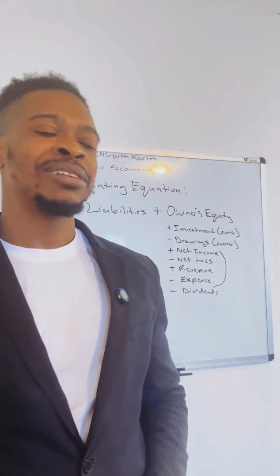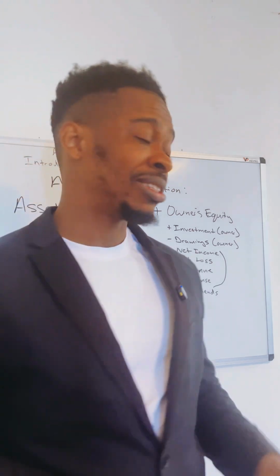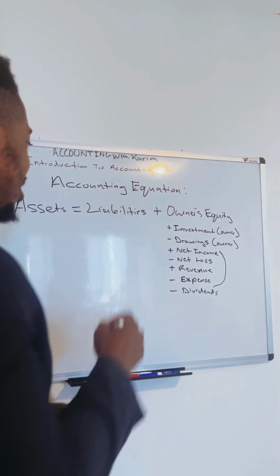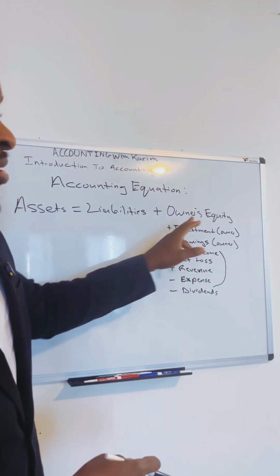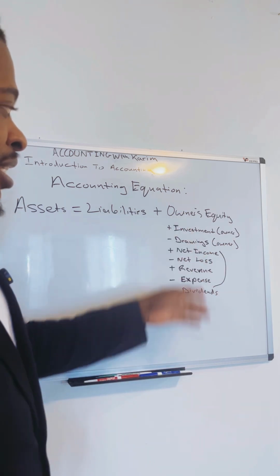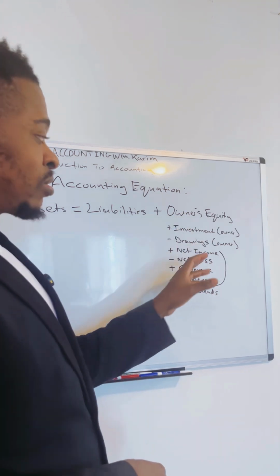And in this video, we're looking at the accounting equation. Okay, so the accounting equation says assets equal liabilities plus owner's equity. And if you can see here, we have 7 components to the owner's equity section.